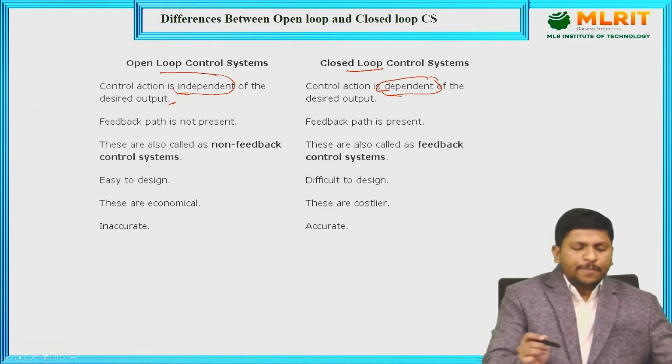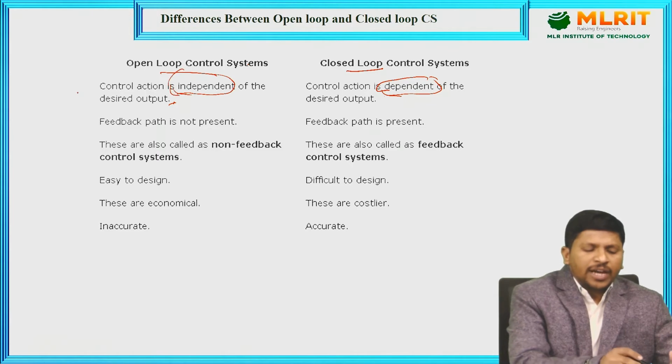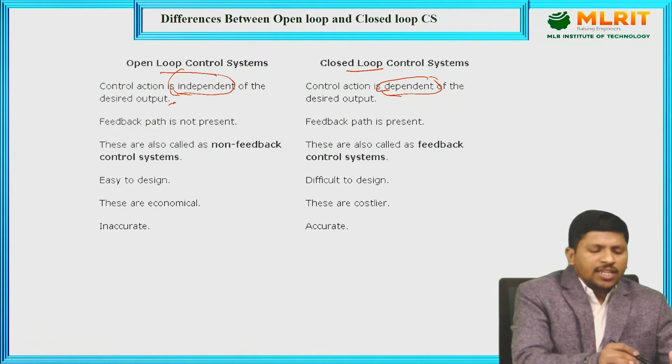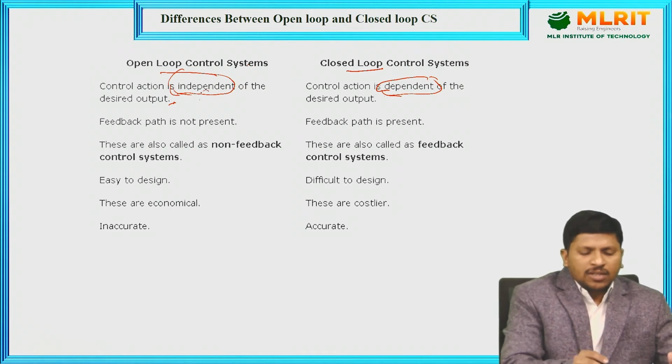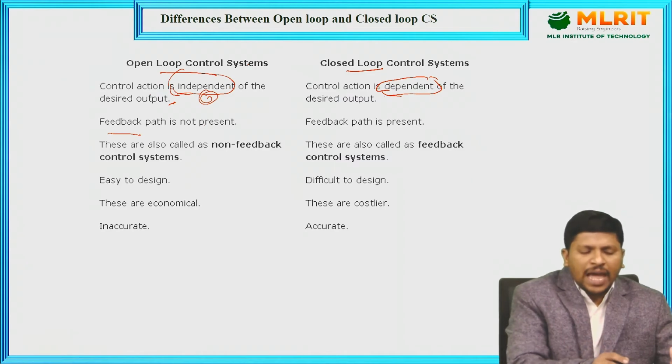For an open loop control system, the output has no effect upon the input quantity. Means there is no feedback. The next point is that the feedback path is not present. So the output and input are both independent here. That's why the control action is independent of the desired output.